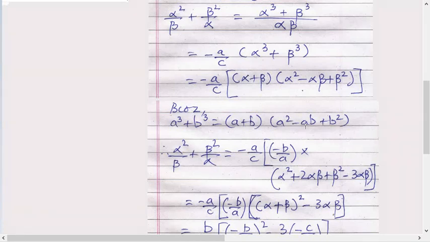Okay, now inside. Inside is alpha square plus 2 alpha beta plus beta square. See this. Minus alpha beta we have converted to 2 alpha beta. Now if minus alpha beta is to be written as 2 alpha beta, then what should come next? It should be minus 3 alpha beta, because 2 minus 3 is minus 1, right?